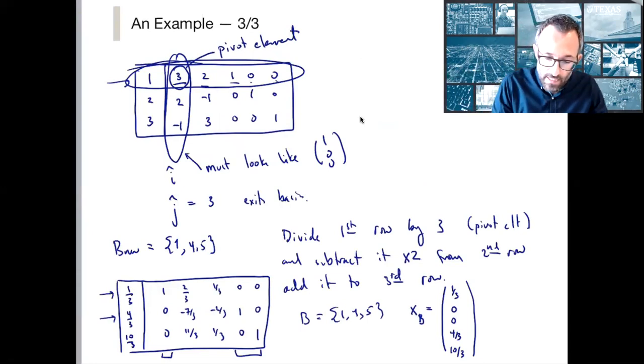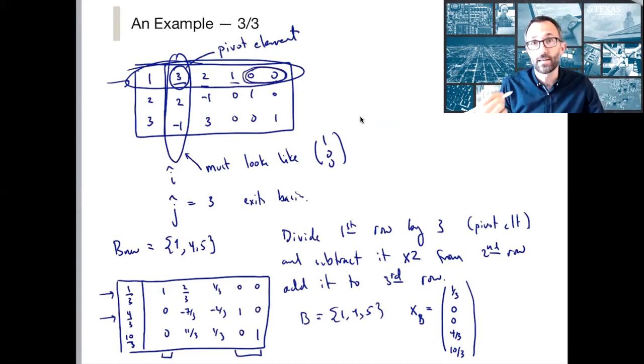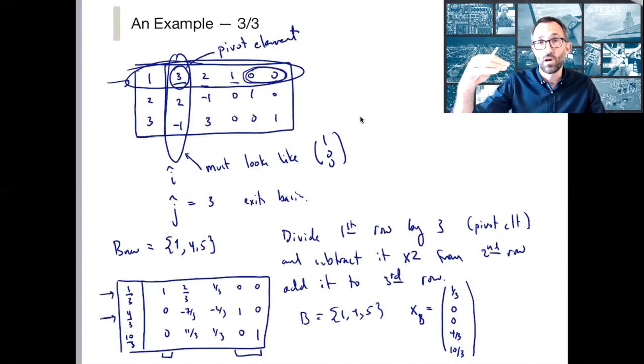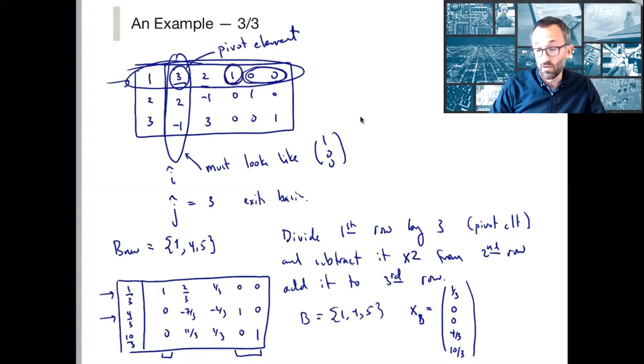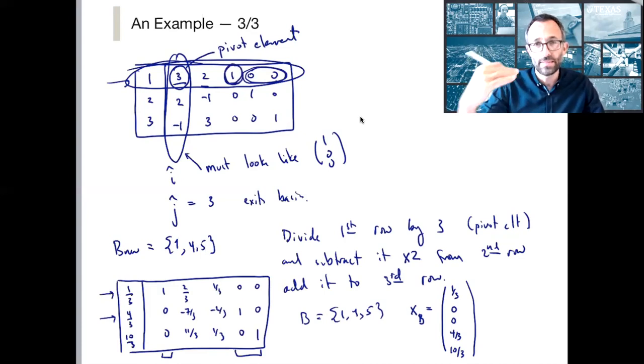Well, it has zeros in the elements that are not exiting the basis. So it will not change those values of the reduced cost. That's good. That means that those will remain 0. It will change the reduced cost of the element that stays. The element that leaves. And how is it going to change it?